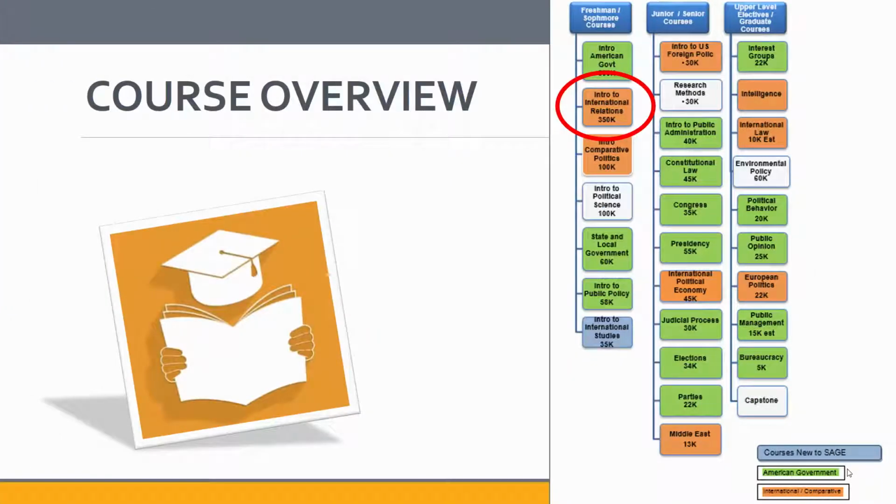Okay, so as you can see here, the Intro to IR course is most commonly found as a freshman or sophomore level course. There's about 350,000 students a year who take this course, making it the second largest course in political science that you will call on.